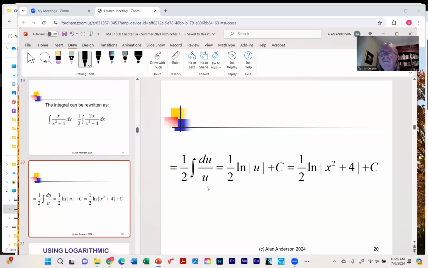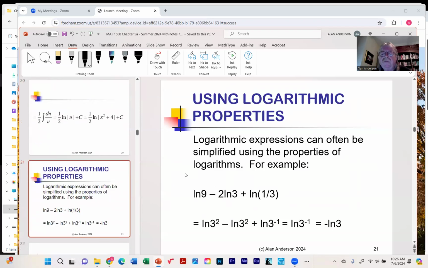All right. So anyway, logarithmic properties. Sometimes we can make things a little simpler for ourselves, like this catastrophe. Look how easy it is. Log 9 is the same as log 3 squared, minus 3 log 3 squared. Here we have log 3 to the minus 1. So we have 3 terms, all with the same base. So you just end up with log 3 to the minus 1, or you can rewrite that as minus log of 3.